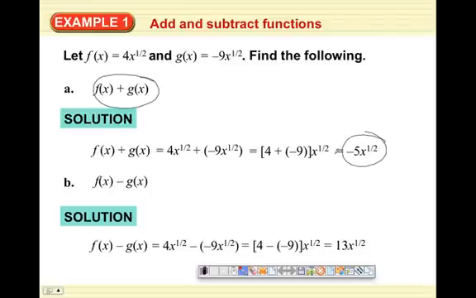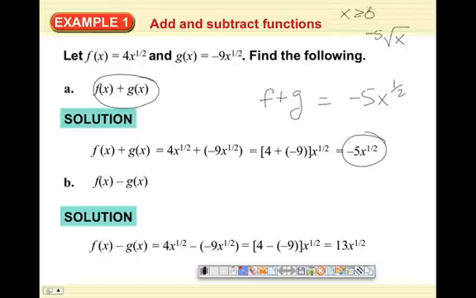Negative 5x to the 1/2. Okay? Well, to find domain, you actually have to look at them individually. A lot of times, here's where people mess up. A lot of people will say, okay, f plus g is equal to negative 5x to the 1/2. Oh, what is the domain of negative 5x to the 1/2, or negative 5 square root of x? Well, x can't be negative here, so the domain is x is greater or equal to 0. Alright? Everything greater or equal to 0. That's the domain of this right here.